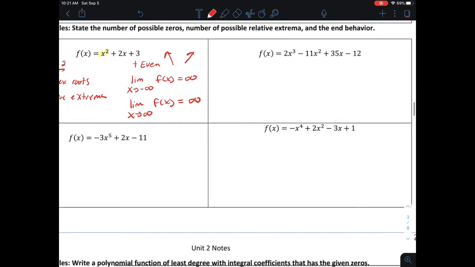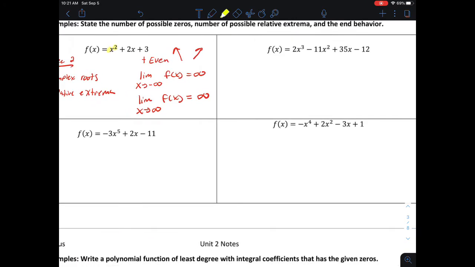All right, let's look at the one right here beside it. So same mission here. We want to determine the number of possible zeros, relative extrema, and the end behavior. So I'm looking at this highest degree term, and we have a degree 3 polynomial. So a degree 3 polynomial, according to the fundamental theorem of algebra, will have 3 complex roots, or zeros. Doesn't matter which one you want to write. Those words are interchangeable. It will have at most 2 relative extrema.